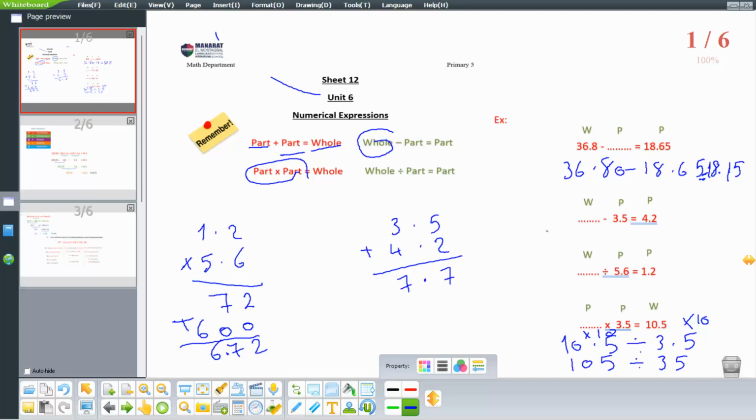Let's divide 105 by 35. Let's write the table of 35. At 35 it will be 70. At 35 it will be 105. So the answer is 3. 3 times 35 it will be 105, minus, 0. So the answer will be 3.